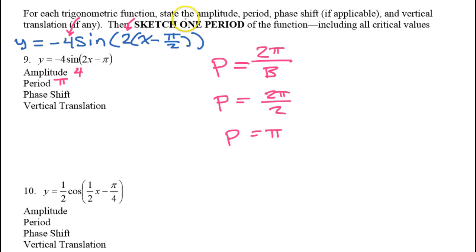The phase shift is going to come from this number right here. It's going to be the opposite of what you see. So a minus pi over 2 means that the phase shift is actually positive pi over 2. And there is no vertical translation because there's nothing being added or subtracted on the end. So for vertical translation, we can just put none.